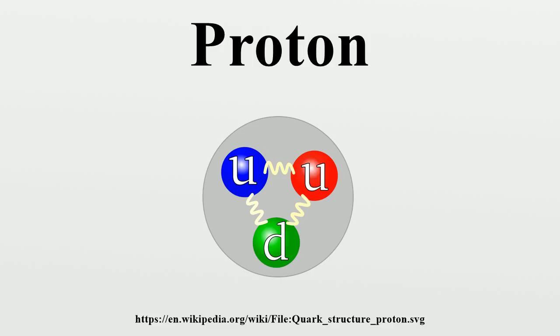The equation is p + e⁻ → n + νₑ. The process is reversible. Neutrons can convert back to protons through beta decay, a common form of radioactive decay. In fact, a free neutron decays this way, with a mean lifetime of about 15 minutes.